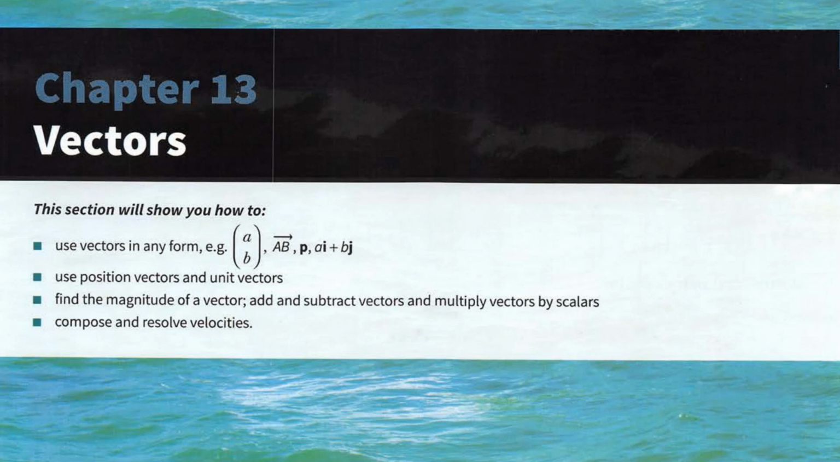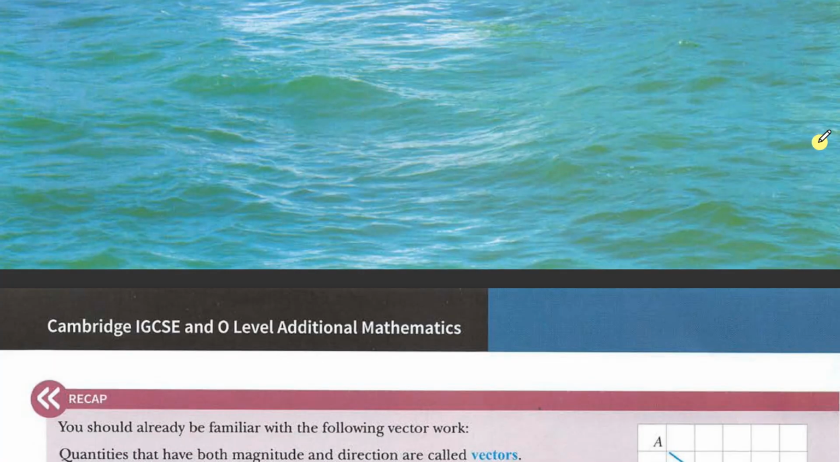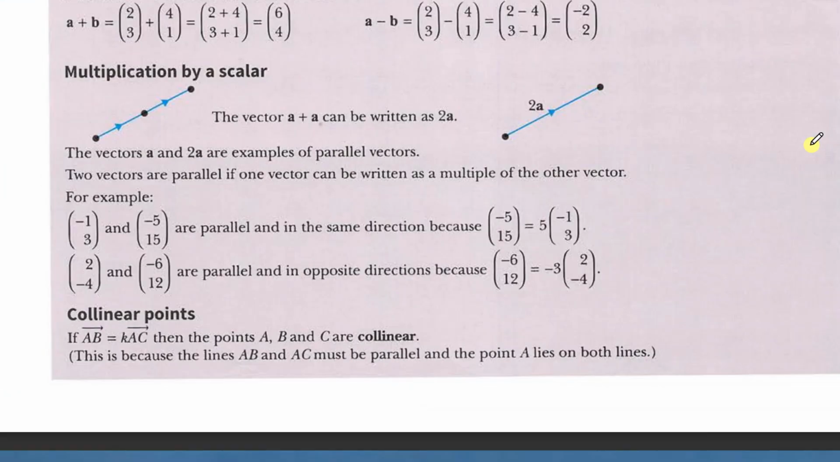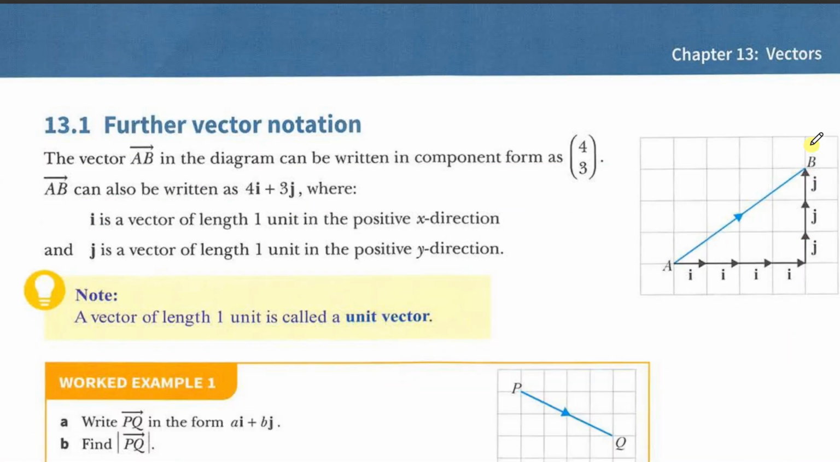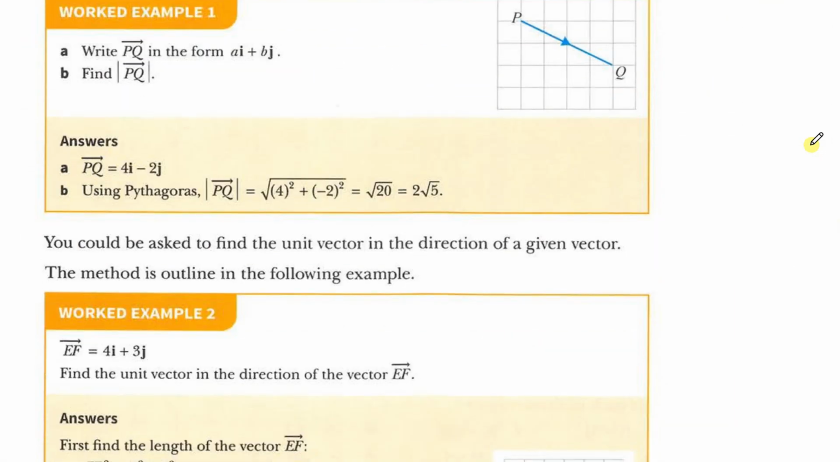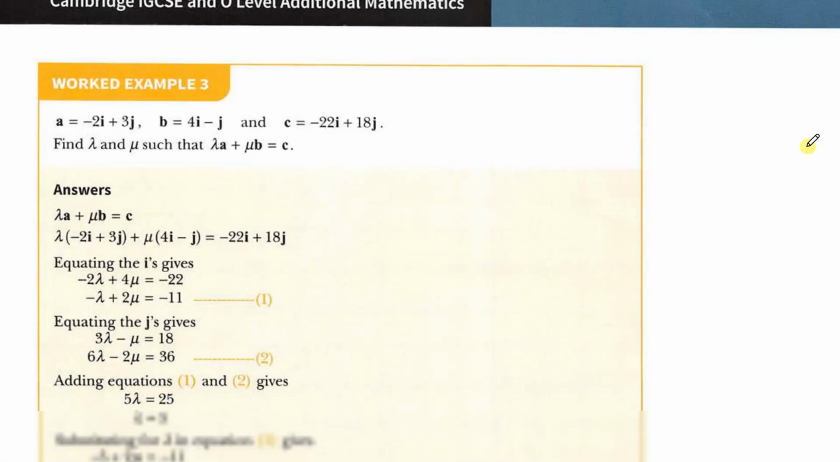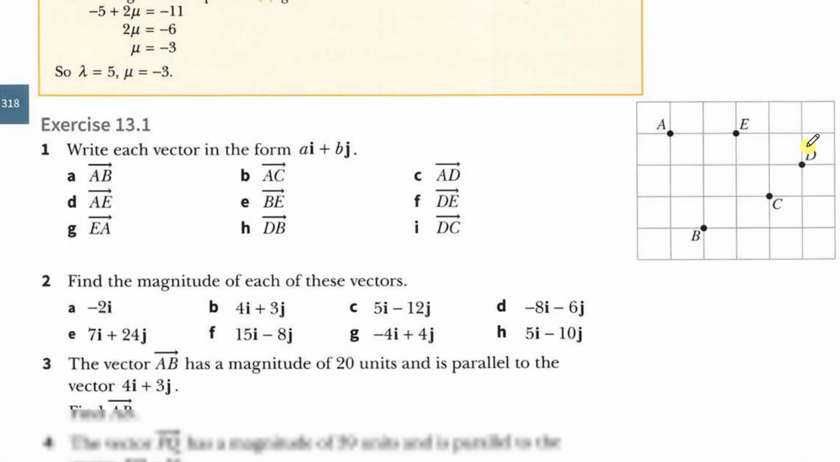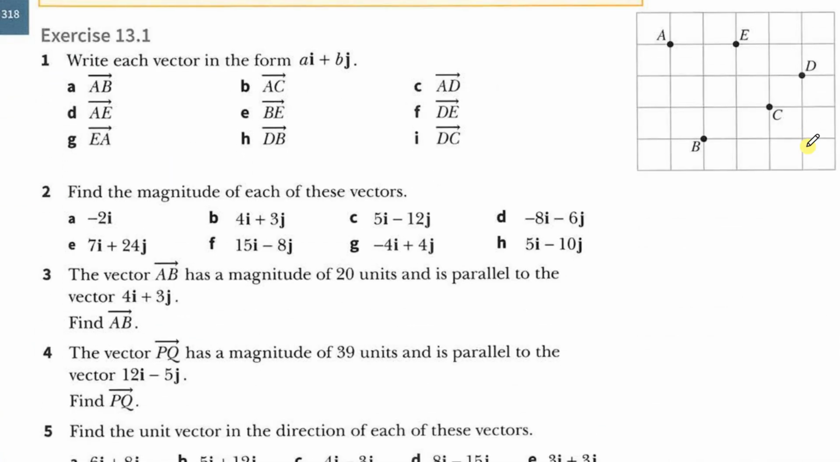In my tutorial, in this stage I am going to show you vectors from the Cambridge AS book. It's chapter 13 and the chapter name is Vectors. Step by step I will show all types of questions from the exercises given here. You may see the definitions and how to solve some of the questions best. Then you may start from here.